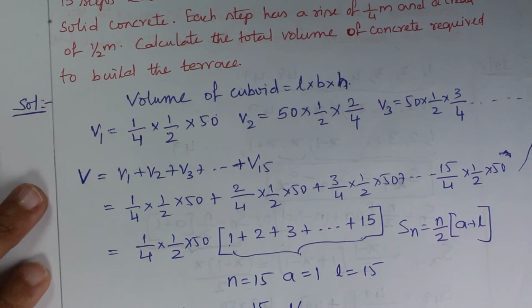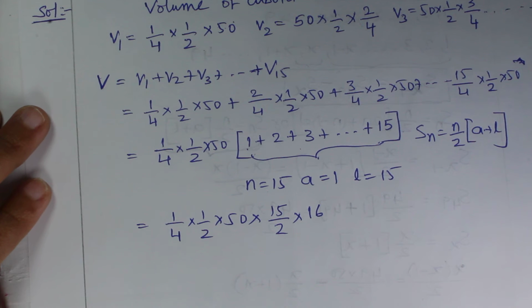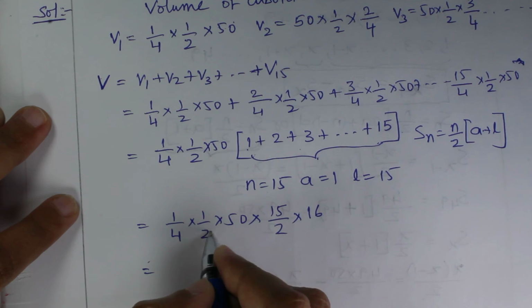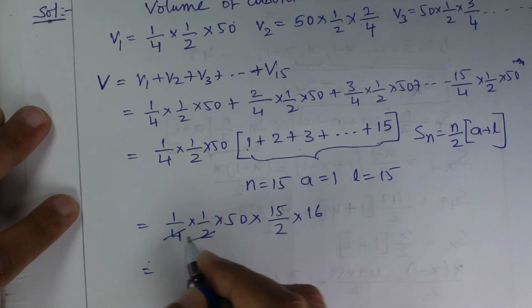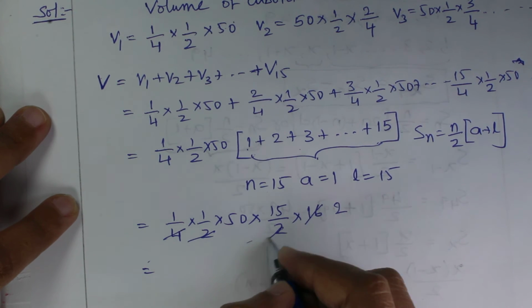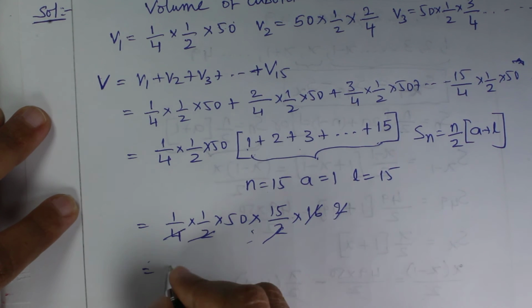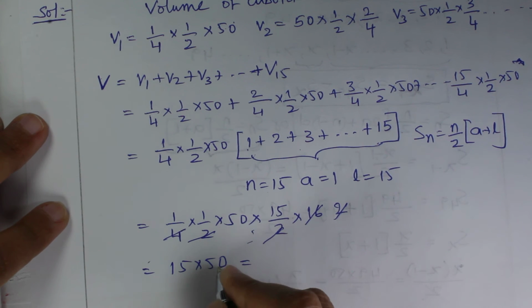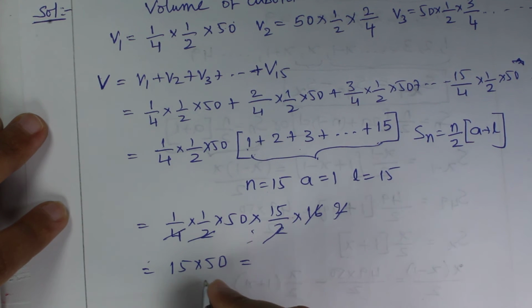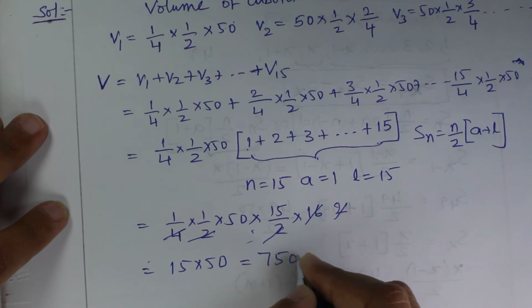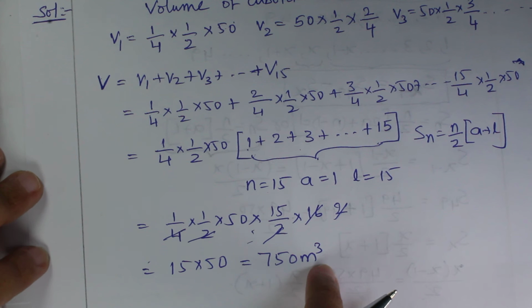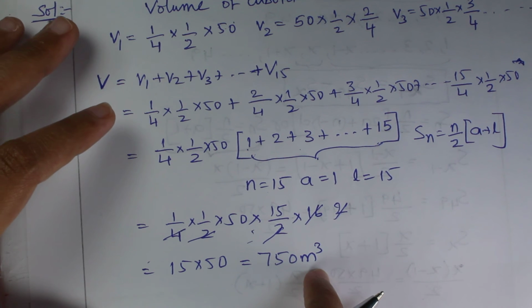Okay. That is equal to, 4 2s are 8, 2 8s are 16, 2 gets cancelled, 15 into 50. That is equal to 750 meter cube. So this is the volume of concrete required for building 15 steps in the football ground.